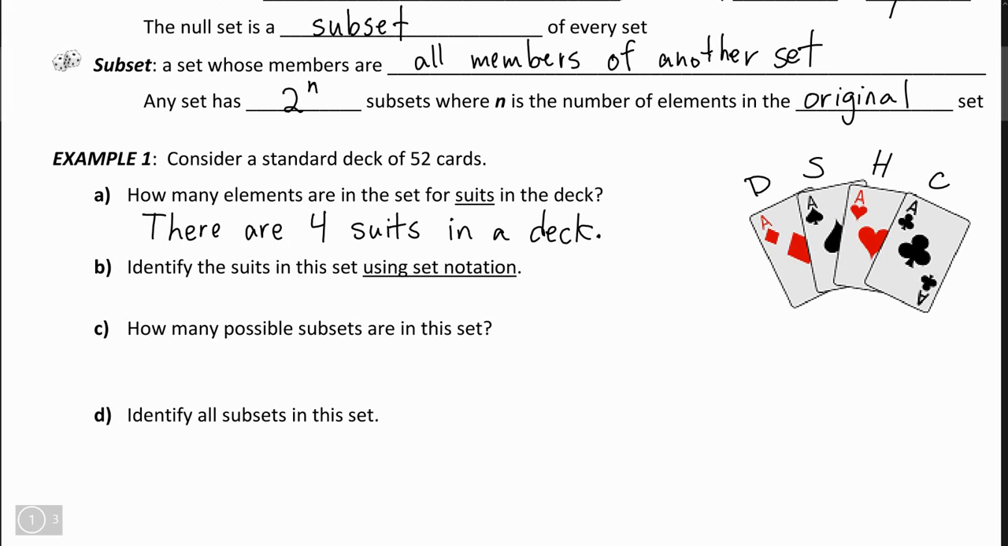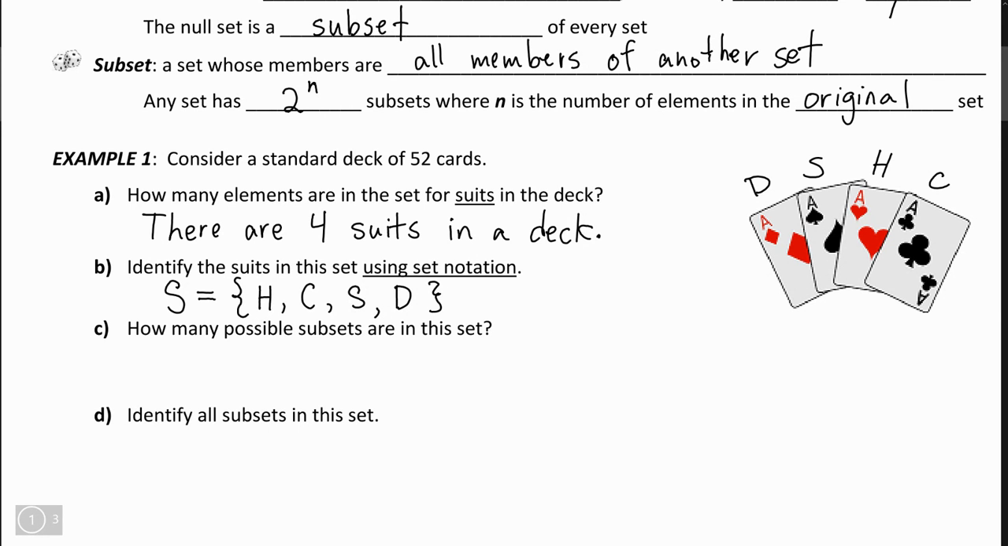Identify the suits using set notation. So our set, I'm going to say, is S. And the set is equal to, our set is going to be with these brace brackets, and the elements in our set are the hearts, H, clubs, C, spades, S, and diamonds, D. I'm going to close the set with the brace brackets again.